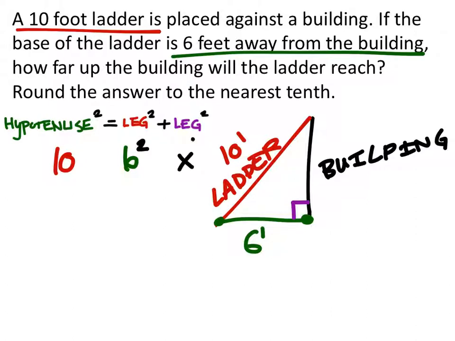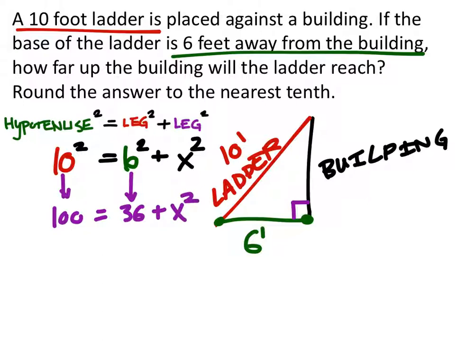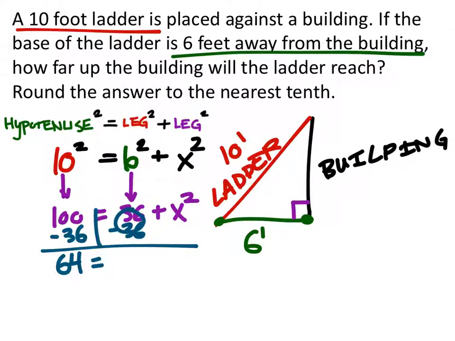So if I took the squares of the two legs and added them together, I would get the hypotenuse squared. So let's go ahead and evaluate those, 10 squared and 6 squared. So I've got 100 equals 36 plus that x squared. And from here, we're going to solve this like an equation. So subtract 36 from both sides of the equal sign, which gives me 64. That zeroes away, and we'll drop that x squared.